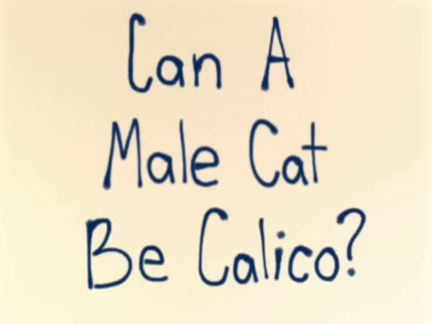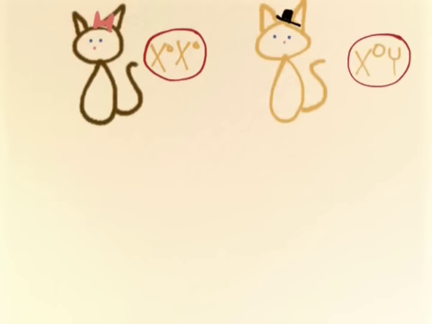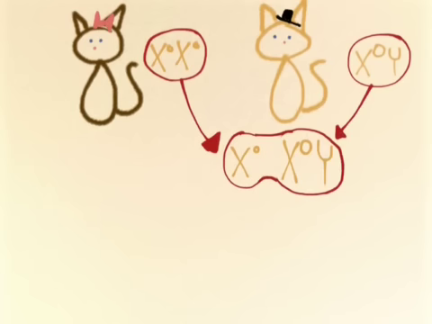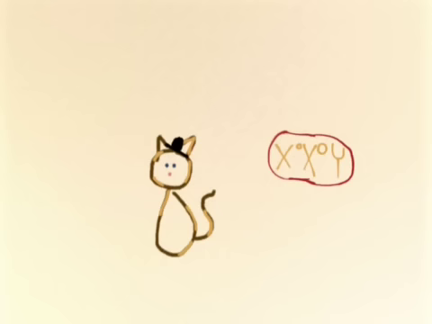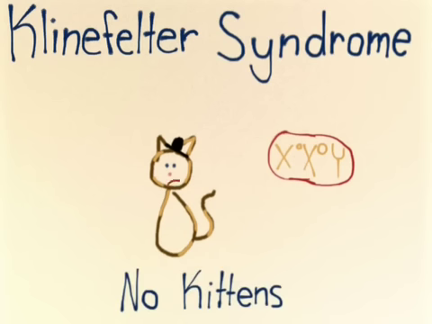So can a male cat be calico? Well, while most cats that have two X chromosomes are female, it is possible for a male to have an extra X chromosome. And this happens when a parent, instead of passing along one sex chromosome like normal, has something go wrong and accidentally passes on two sex chromosomes. And as long as one of these chromosomes is a Y, the kitten will be male. But this type of cat has what we call Klinefelter syndrome, and he physically cannot reproduce.